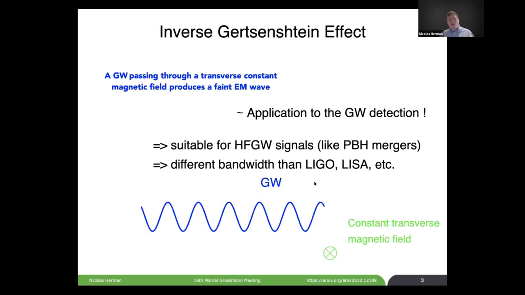And our detector is based on the inverse Gertsenshtein effect. So it's a gravitational wave passing through a constant transverse magnetic field. And so we have the gravitational wave and the constant magnetic field, and it will produce a faint electromagnetic wave. So we can apply this theoretically to gravitational wave detection. It's suitable for high frequency signals, like for small mass mergers, like light primordial black holes, and it will scope different bandwidths than interferometer detectors like LIGO, LISA, and so on.